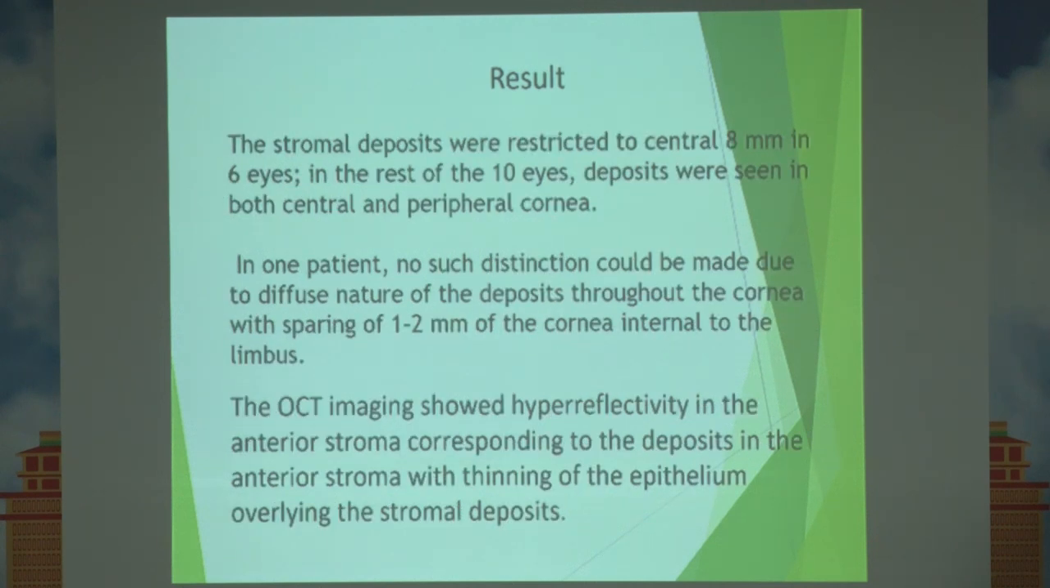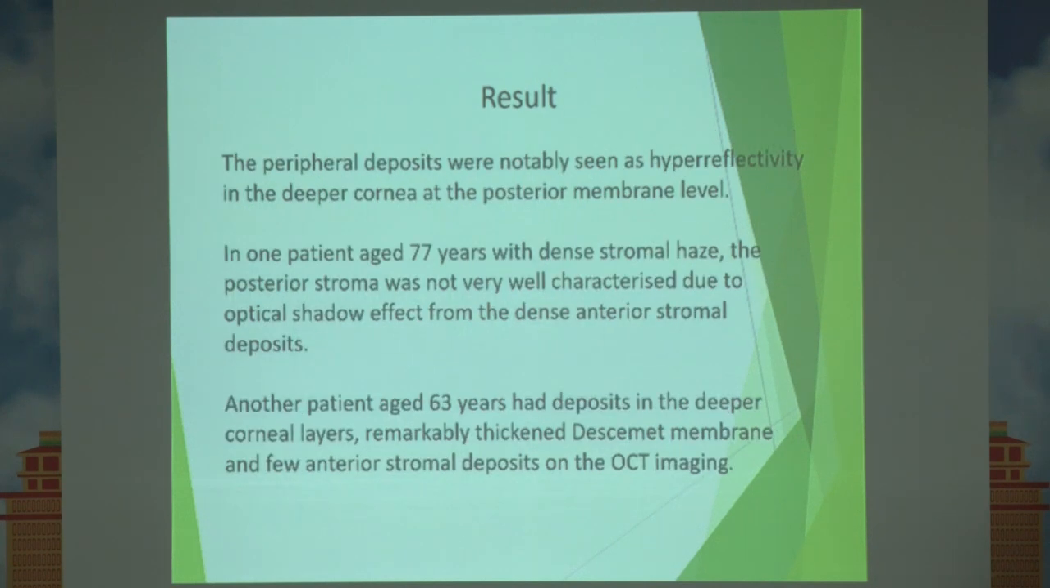The stromal deposits were restricted to the central 8 mm in 6 eyes. In the rest of the 10 eyes, the deposits were seen in both the central and the peripheral cornea. In 1 patient, no such distinction could be made due to the diffuse nature of the deposits throughout the cornea, with a sparing of 1 to 2 mm of cornea internal to the limbus. The OCT imaging showed hyperreflectivity in the anterior stroma corresponding to the deposits, with thinning of the epithelium overlying the stromal deposits.